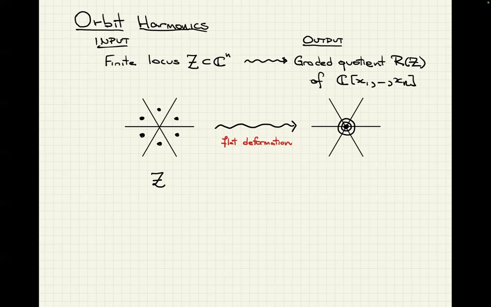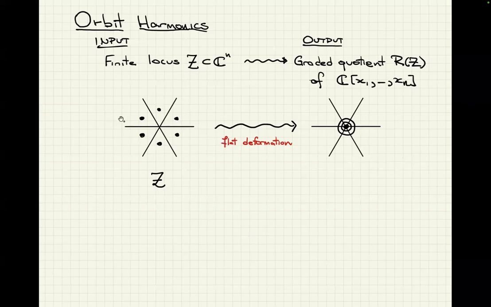Okay, so that was your first example of an equivariant cohomology ring presented. And now I want to talk about a slightly different twist on this idea. And this twist is going to come from orbit harmonics. So what is orbit harmonics? Orbit harmonics is a machine, like any good machine. It has an input and it has an output. The input of orbit harmonics is going to be a finite locus of points, Z, in an affine space. And I'm just going to take C^n. We'll be kind of friendly in this talk.